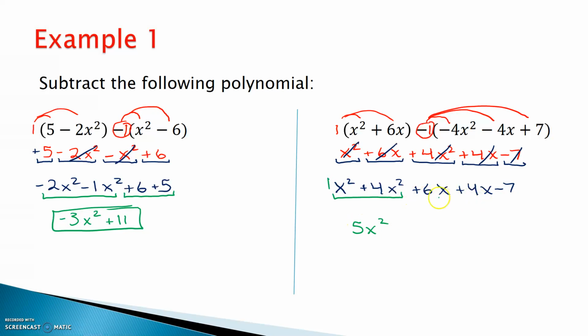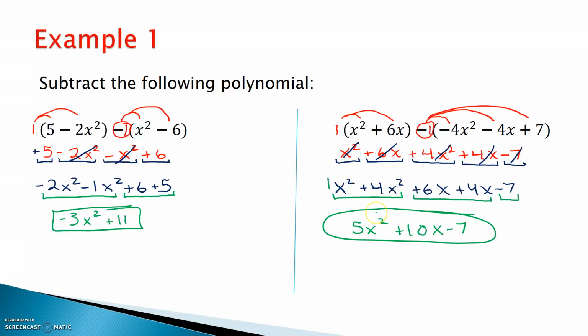All right, next set of like terms. My x's here, I have 6x and 4x. That's going to give me a positive 10x. Lastly, the minus 7, my constant. There's nothing I can combine it with, so that guy just drops down. All right, guys, that is our final answer right there.